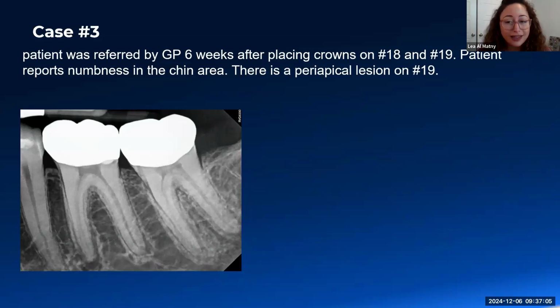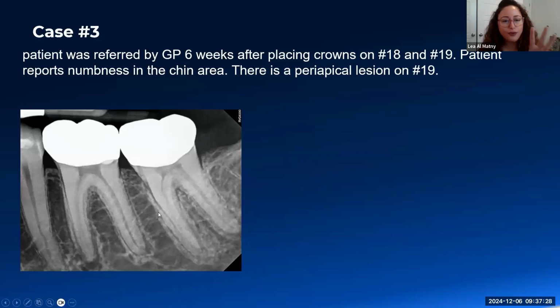The patient felt numbness within his chin, and that numbness started after placing these two new crowns. The patient had his crowns placed, and within the next 6 weeks, he kept coming back. And every time there was nothing clinically that could explain the patient's numbness.